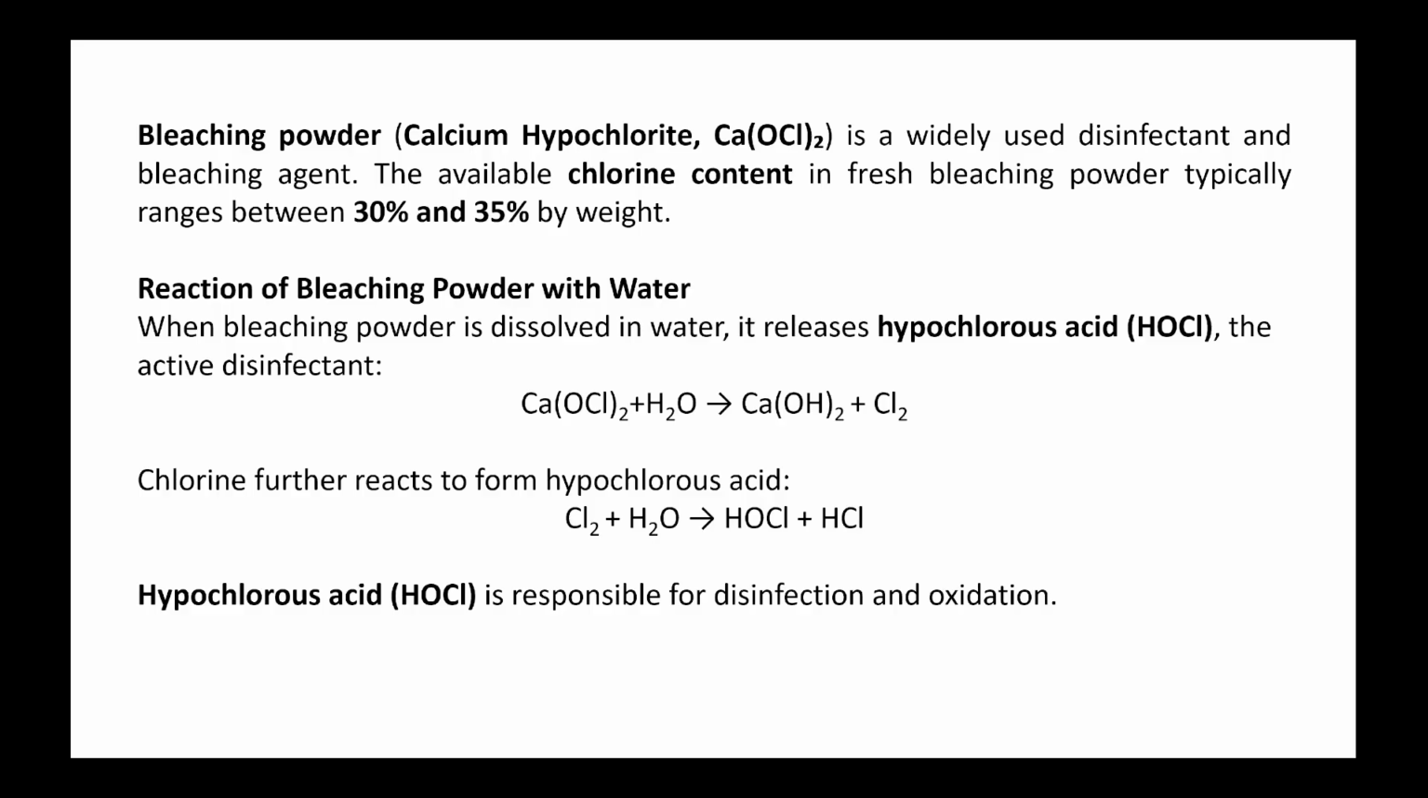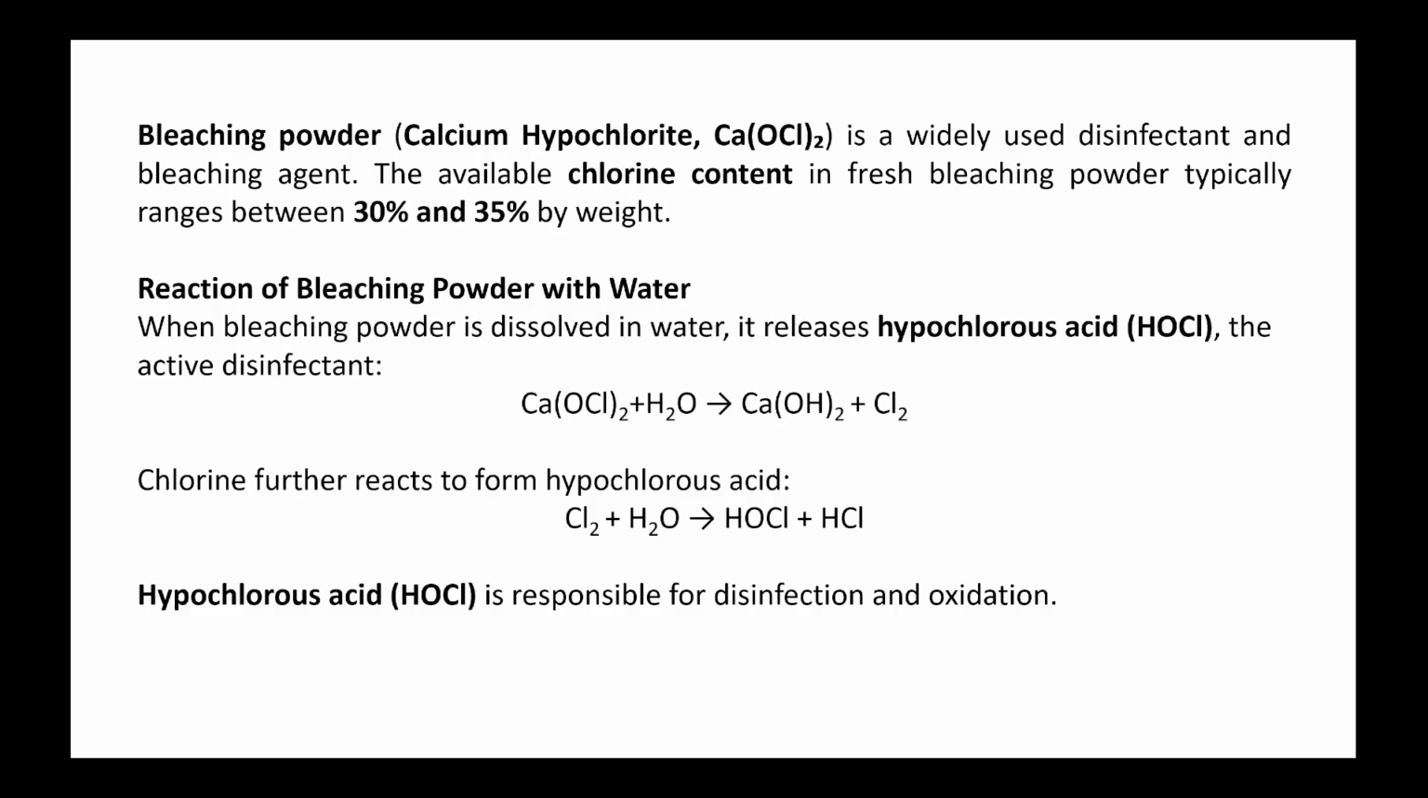Similarly, we mop the floors of our house and we clean the table surface. All these surfaces are cleaned with certain chemicals which are disinfectants, which can remove the bacterial growth from the surfaces so that there won't be any chance of infection. Bleaching powder is one such disinfectant, and the available chlorine content in fresh bleaching powder is typically between 30 to 35%.